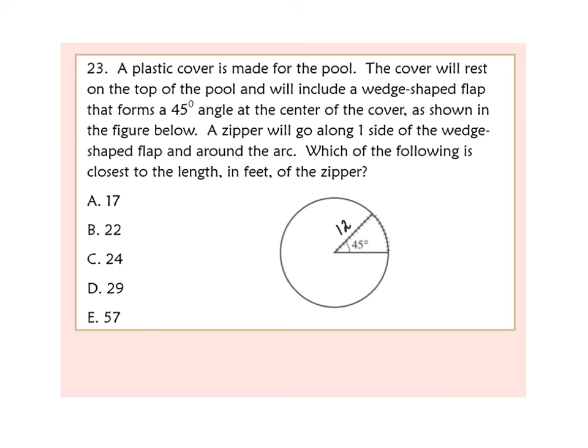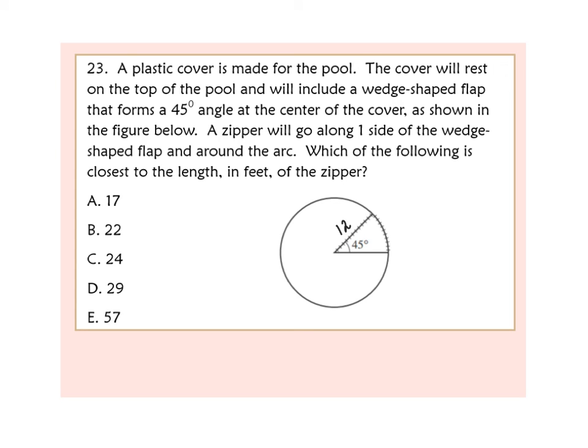So this problem is an extension of the last one. So they give you a diagram, and I also filled in that the radius is 12 because we figured that out in the last problem. This one talks about them making a cover for a pool. The cover will rest on the top of the pool and will include a wedge-shaped flap that forms a 45-degree angle at the center of the cover as shown in the figure. A zipper will go along one side of the wedge-shaped flap and around the arc. Which of the following is the closest to the length in feet of the zipper?